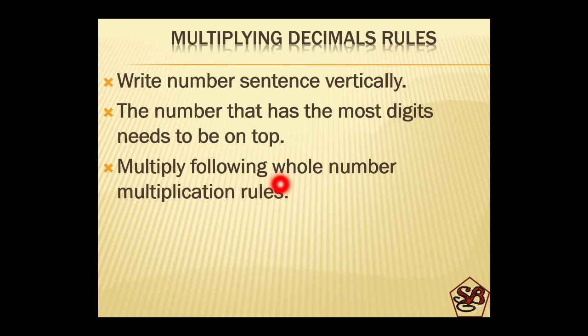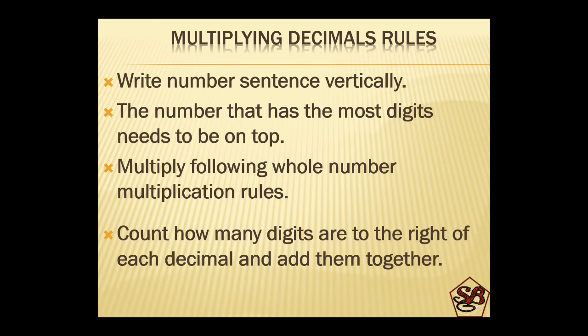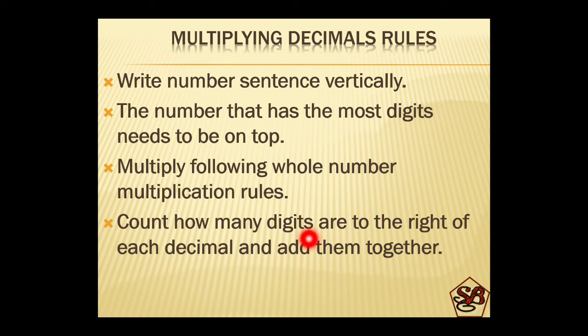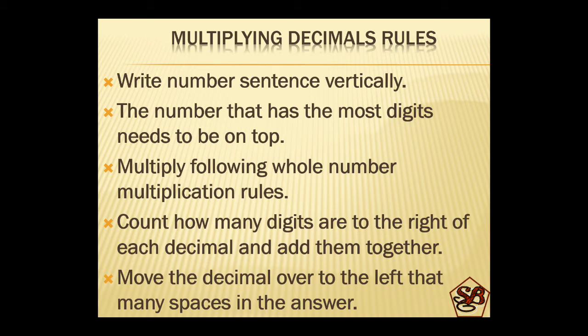Multiply following whole number multiplication rules. Count how many digits are to the right of each decimal and add them together. Move the decimal over to the left that many spaces in the answer.